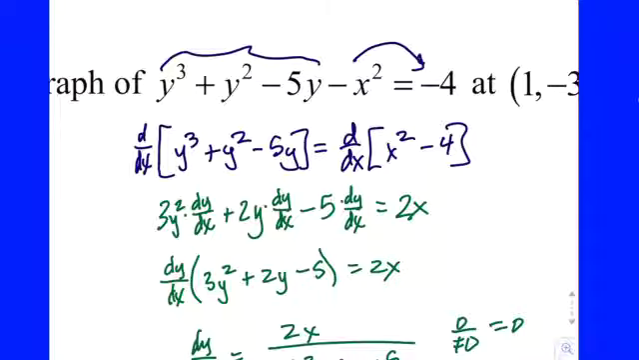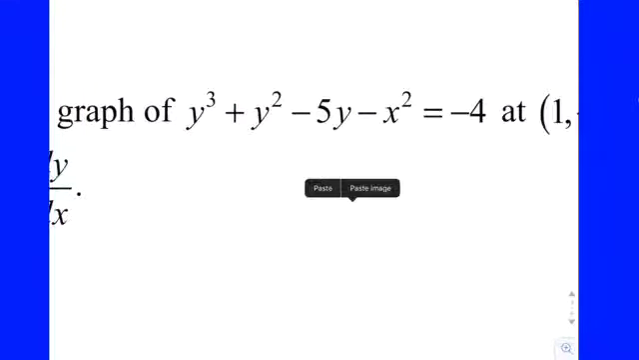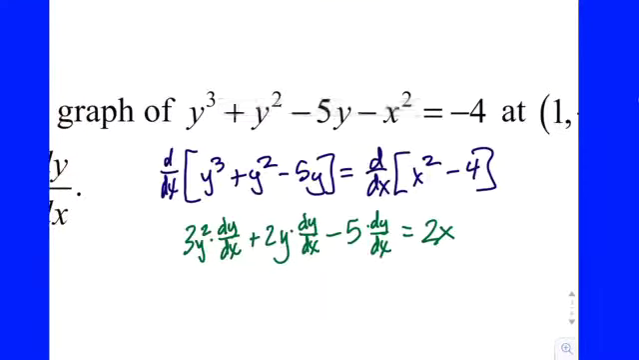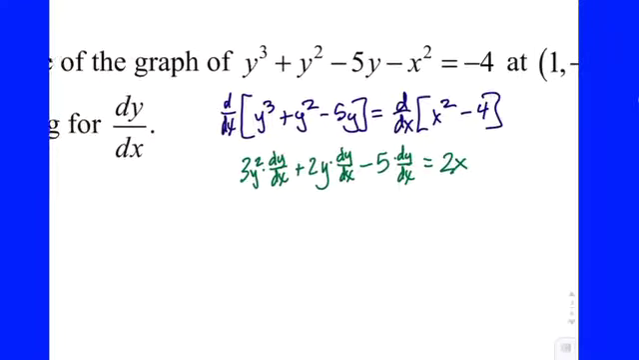We would take the derivative of both sides with respect to x, feeling free to group the y's on one side, and then taking the derivative of both sides. So I'm just going to copy this and come down here and say we're on this step right here. But because we're after a numeric slope, things will start combining a lot more quickly if you plug in before you solve for dy dx.